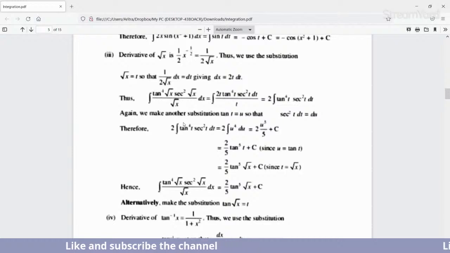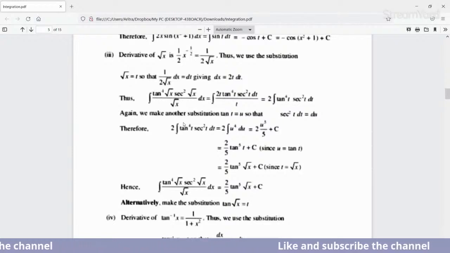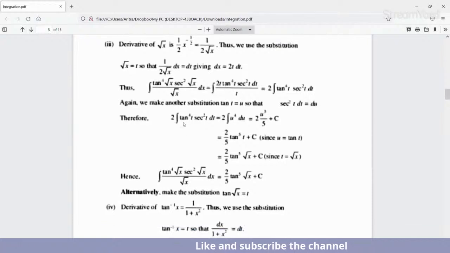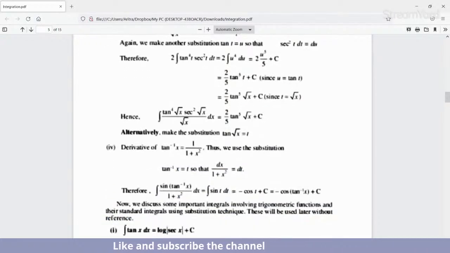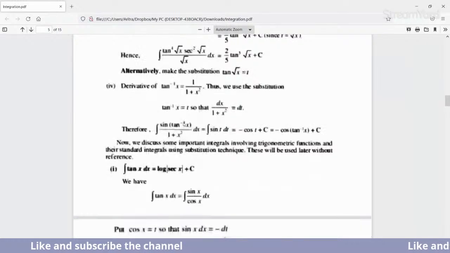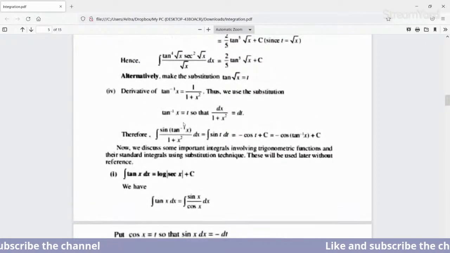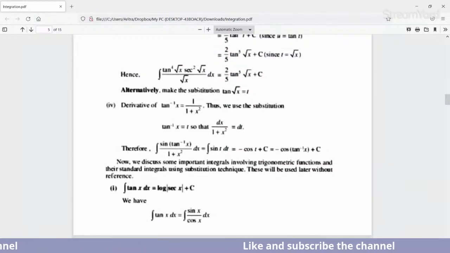If you hadn't substituted by t or u, it would take pages after pages and you wouldn't be able to solve it. That would be a huge calculation. To simplify it, we are using the method of substitution. Then the fourth question, right?